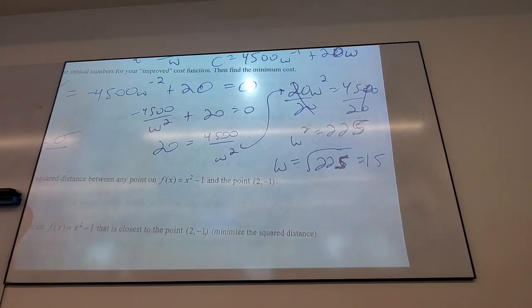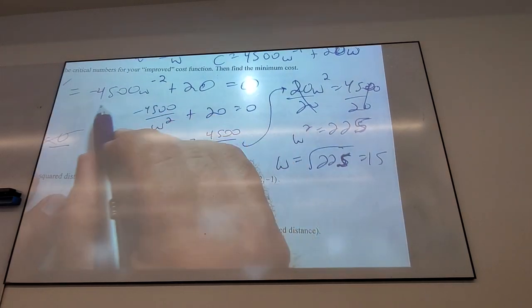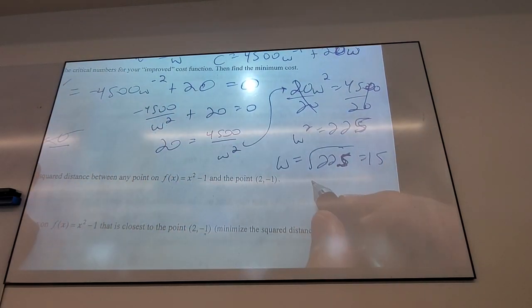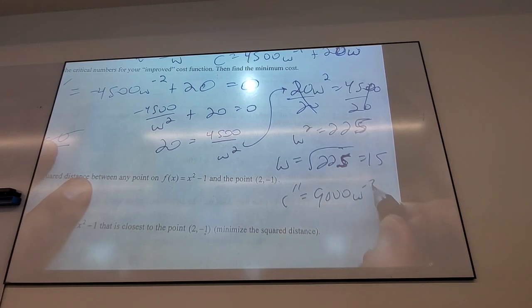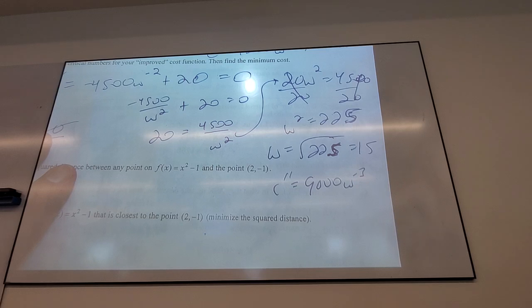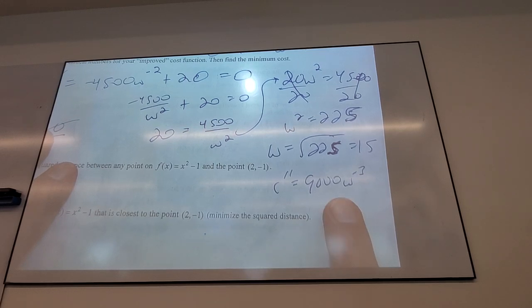I think the critical number is a resting point. Say again? Like when we do the test, isn't it a resting point? Well, let's see. The first derivative was this. If I take a second derivative, I'm going to get 9,000 W to the negative 3. Yes? And that looks to be positive.